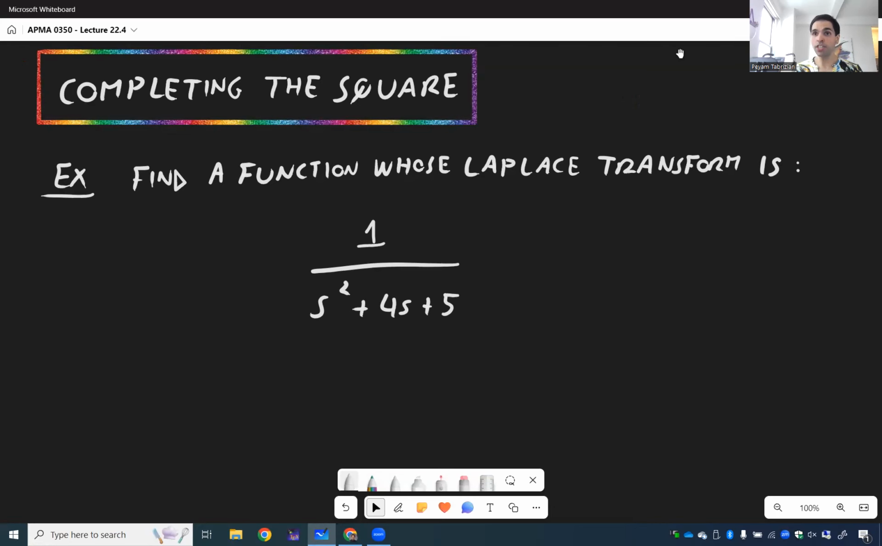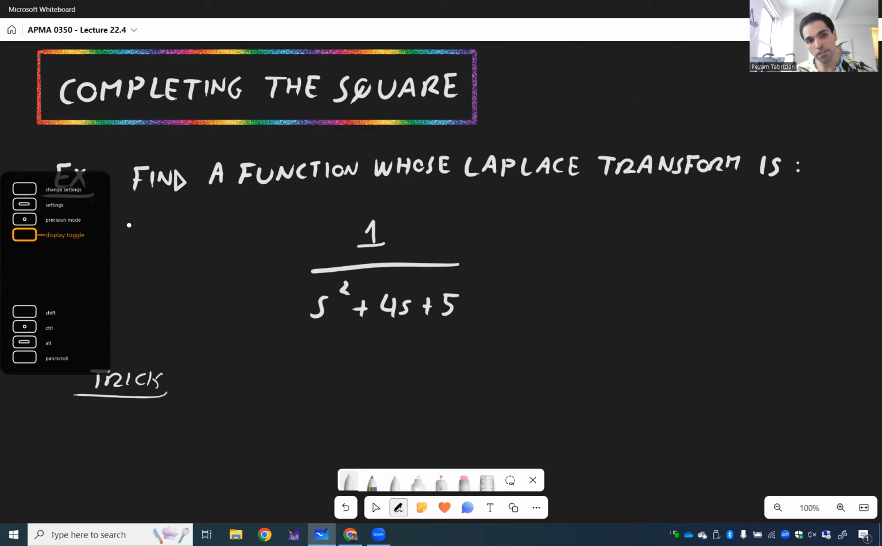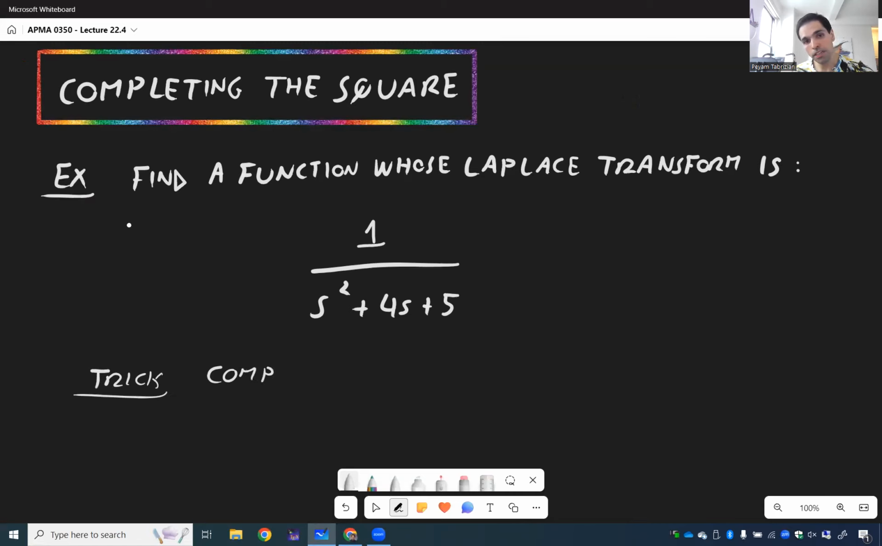Sometimes a function is a shifted Laplace transform, even though it might not look like it at first sight. In particular, let's try to find a function whose Laplace transform is 1 over s squared plus 4s plus 5. And the trick here is simply to complete the square. So trick: complete the square.